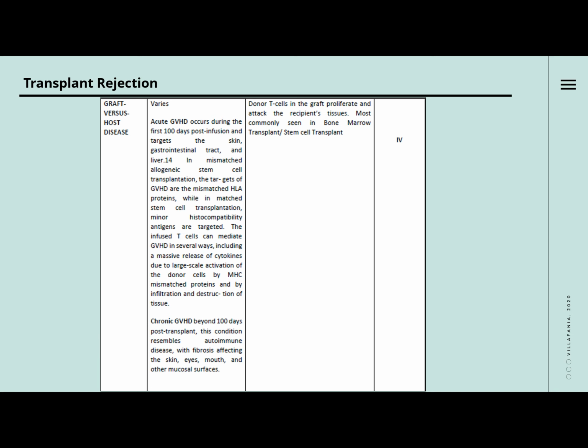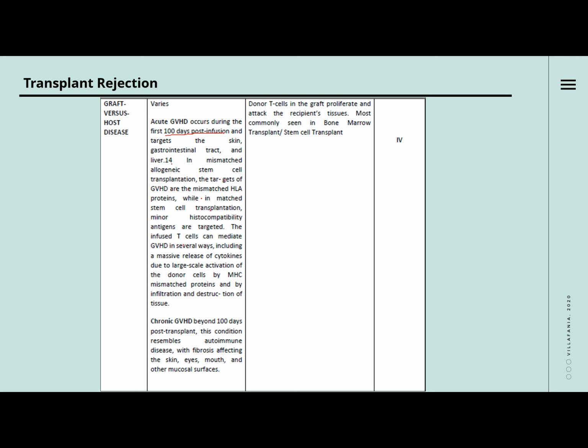Then another one is your graft versus host disease. This would occur during the first 100 days post-infusion and targets the skin, gastrointestinal tract, and liver. In mismatched allogenic stem cell transplantation, the targets of GVHD are the mismatched HLA protein, while in matched stem cell transplantation, minor histocompatibility antigens are targeted.